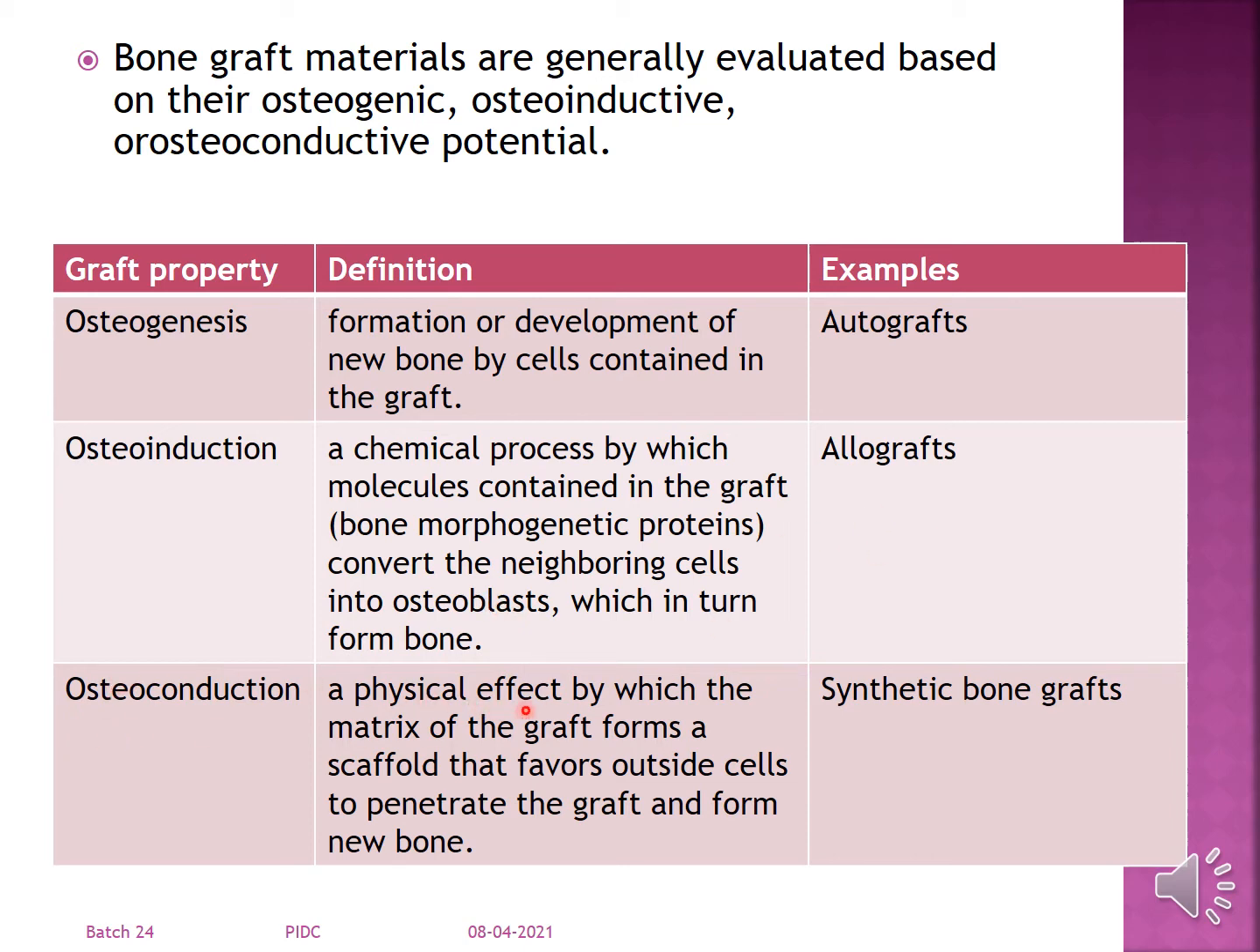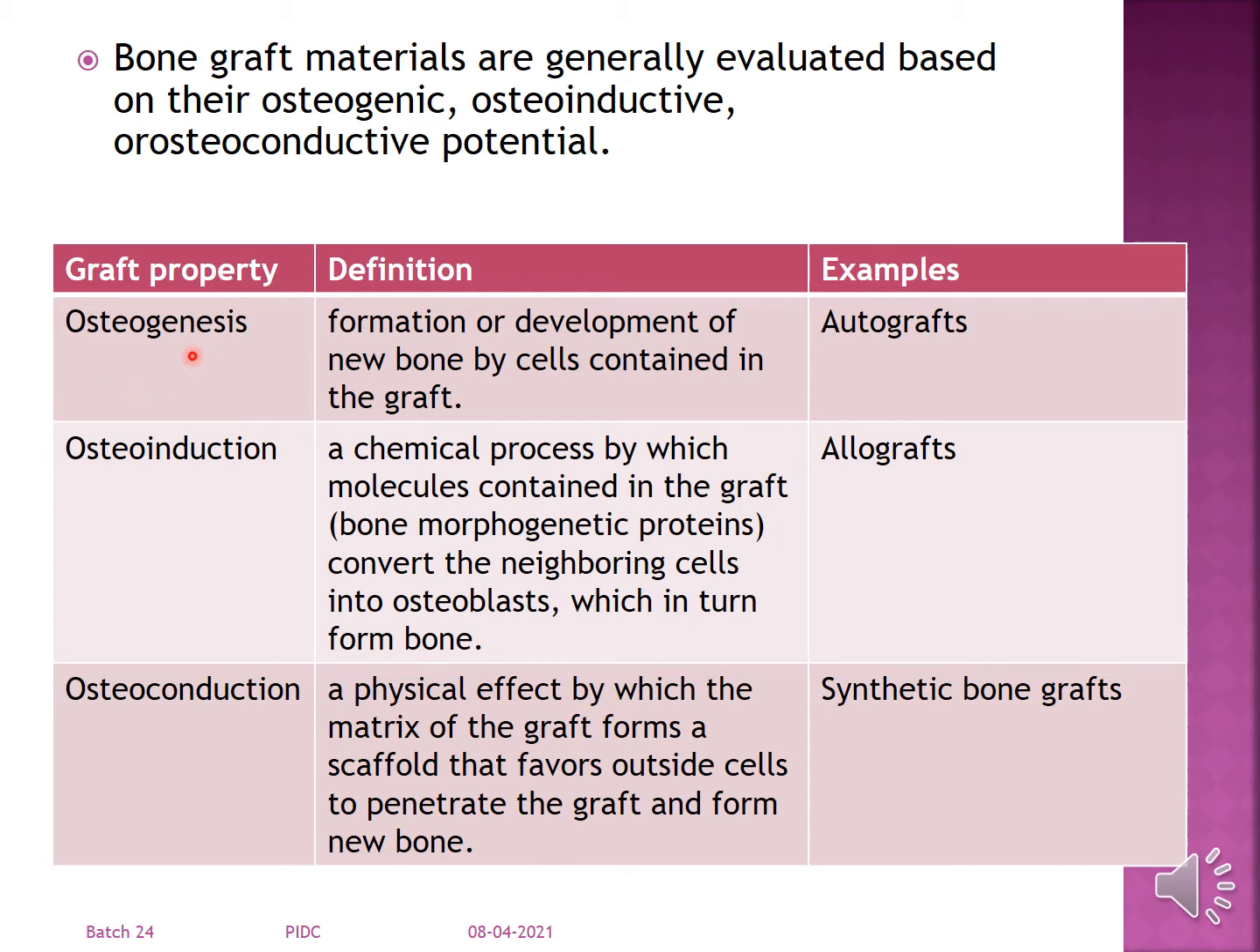Osteoconduction is a physical effect by which the matrix of the graft forms a scaffold that favors the outside cells to penetrate the graft and form a new bone. In other words, a scaffold is formed, that is just a bed is formed into which the outside cells come and penetrate, and then new bone is formed. So please be very aware of these terms.